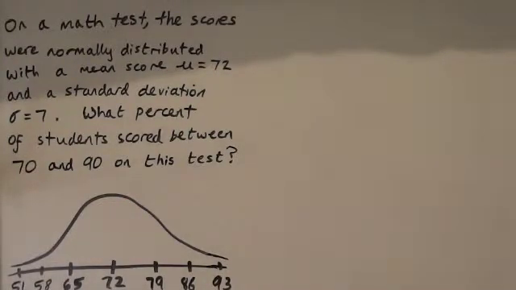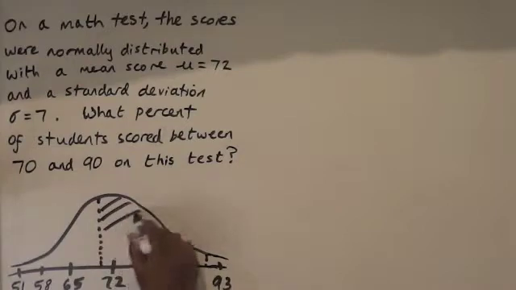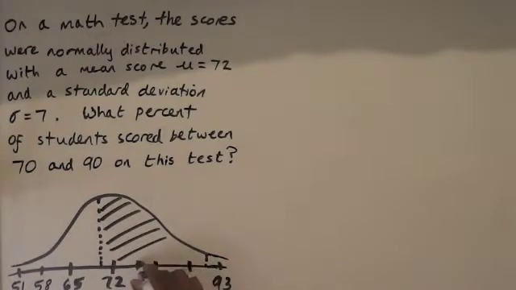And so the question though is asking, what percent of students score between 70 and 90? Well, if we look at our curve, neither of those numbers lie on a standard deviation. 70 is about here, and 90 would be about here. So essentially what we want to figure out is this area underneath the curve between those two numbers, 70 and 90. So the way to do that is to find z-scores for each of those values.